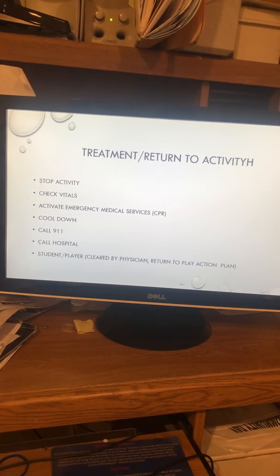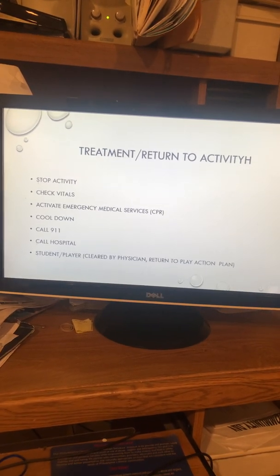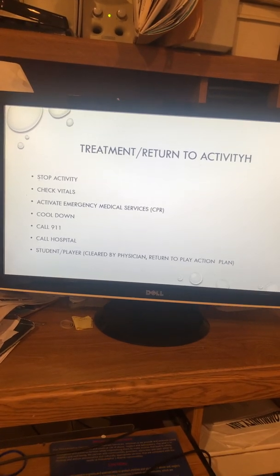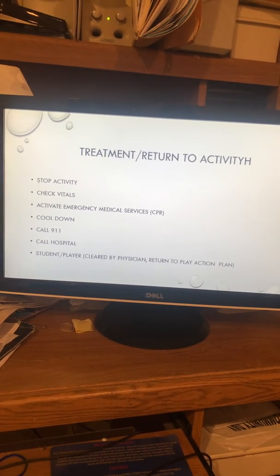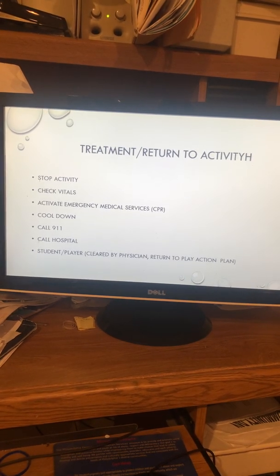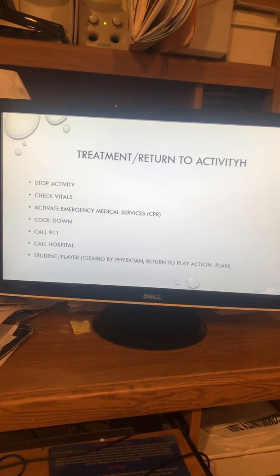If a student or a player wants to return, they must be cleared by a physician, and they must now have a return to action plan to make sure that they are gradually reintroduced to any type of high intensity exercises.